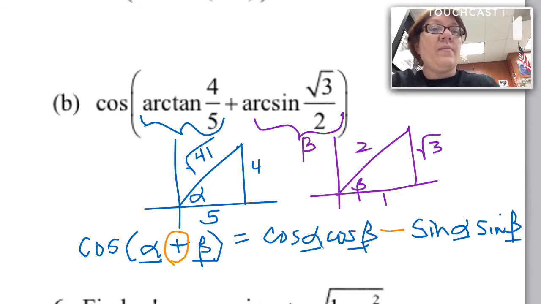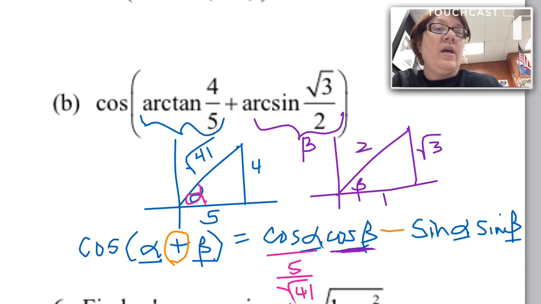So now when I plug in, I'm looking for cosine of alpha for this first term. So I would have to use the alpha triangle and generate the cosine value from it, which would be 5 over square root of 41. And for the second part, I'm doing cosine of beta, so I got to use the beta triangle, and the cosine is 1/2. And then I'll go back to my alpha triangle and get the sine value, which is 4 over square root of 41.